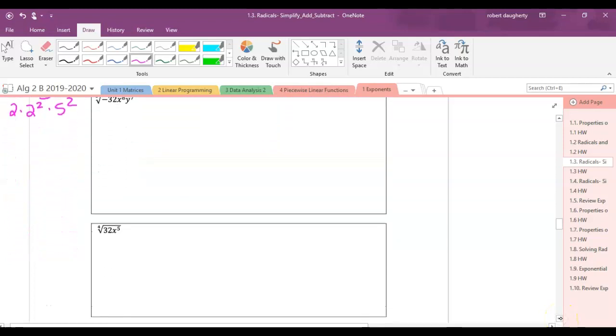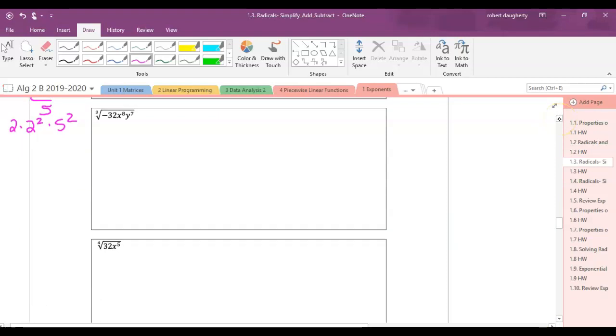Cube root of negative 32 x to the 8th y to the 7th. Okay, so if I look at this, cube root of negative 32. So let's look at this. 32, if I divide that by 2, I get negative 16. Divide that by 2, I get negative 8. Divide that by 2, I get negative 4. Divide by 2, I get negative 2. So that's negative 2 to the what power? 1, 2, 3, 4, 5th power.